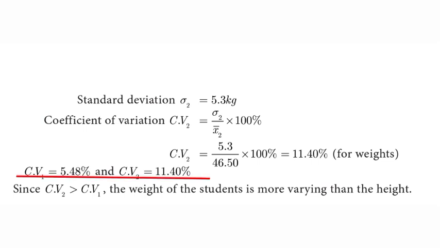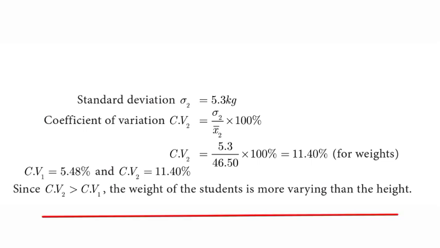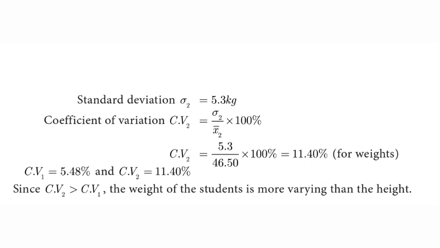Therefore CV1 equals 5.48 percentage and CV2 equals 11.40 percentage. Since CV2 is greater than CV1, the weight of the students is more varying than the height. Can you understand?